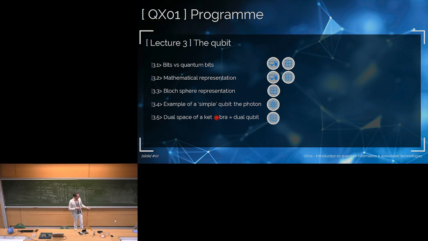And then the last part, which seems a bit cryptic right now, is that we will talk about the dual space of a ket. And before that, we would have seen what a ket is. The dual space of a ket is the dual qubit of a ket, and we call it a bra, because the 2 together form a bracket, as we will see. This, for sure, we will not be able to cover today.